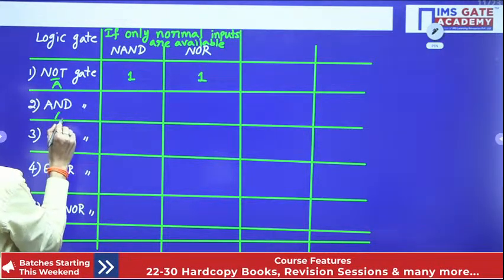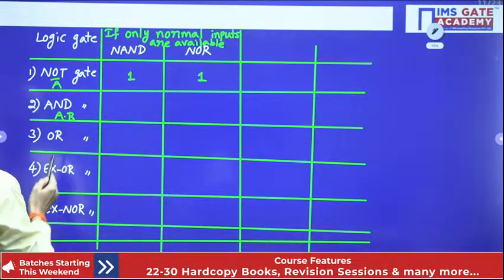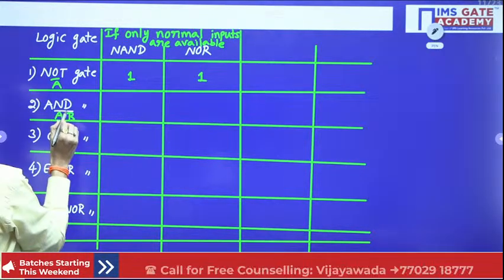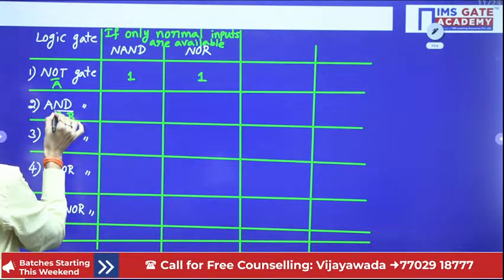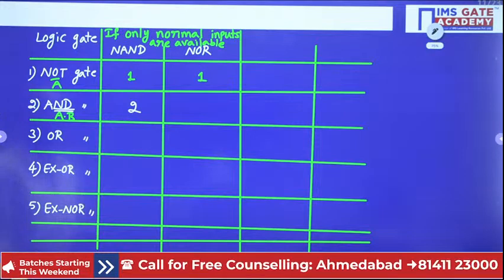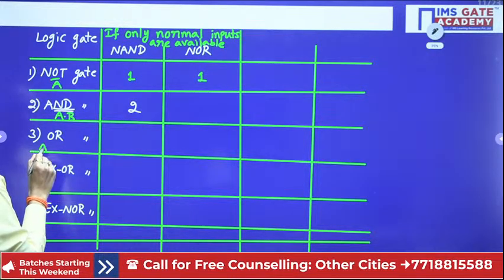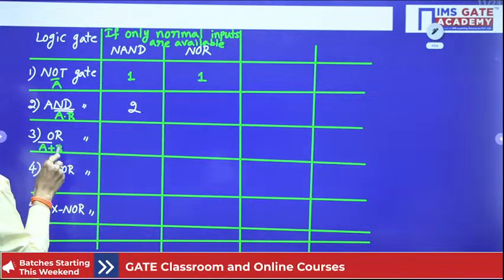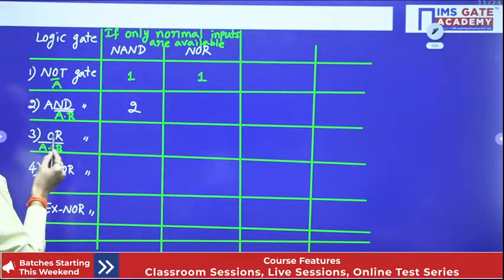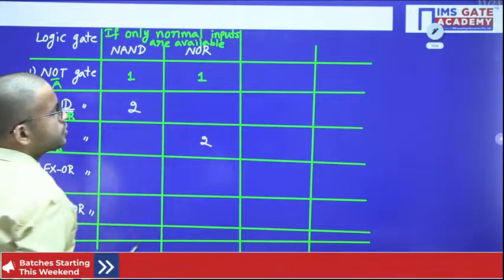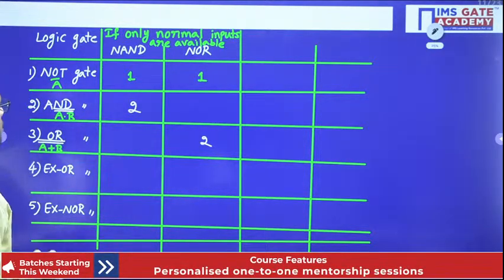Next, the AND gate. AND gate means we get AB, but if you are using NAND, by default you will get the complement version, but we require normal, so we can apply the complement once again. That means we require 2 NAND gates. Regarding the OR gate, A plus B, by using NOR: when you are using NOR, by default you will get the complement. So once again, if you apply the complement, you will get the normal function. That means we require 2 NOR gates. Okay, right. Fine.